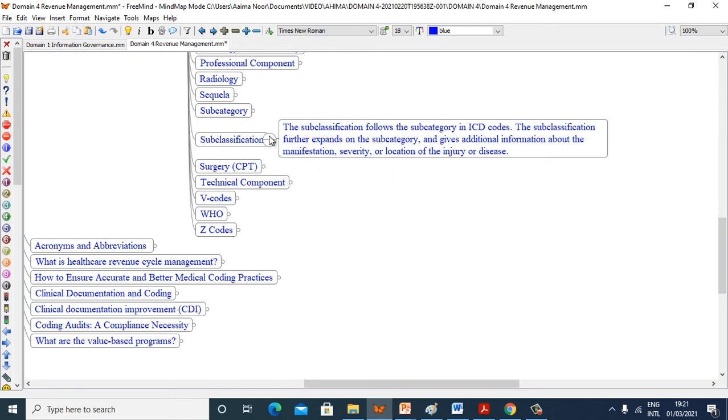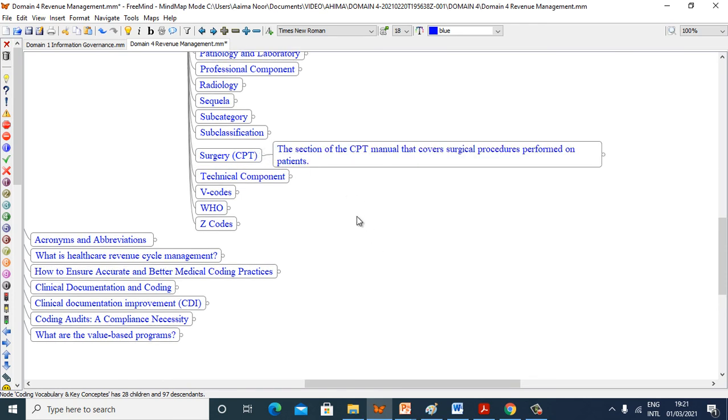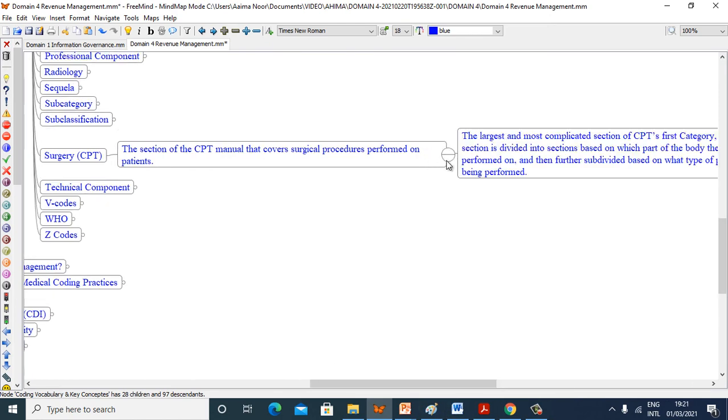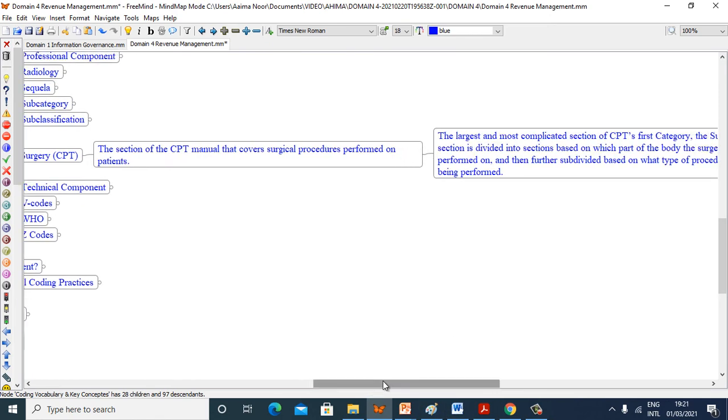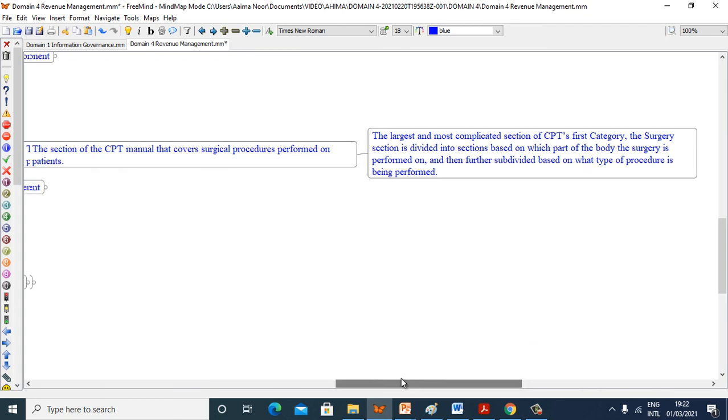Surgery CPT. The section of the CPT manual that covers surgical procedures performed on a patient. The largest and most complicated section of CPT is the first category. The surgery section is divided into sections based on which part of the body the surgery is performed on, and then further subdivided based on what type of procedure is being performed.